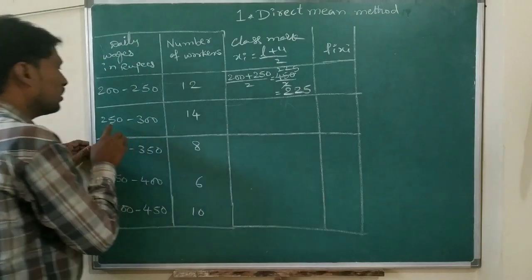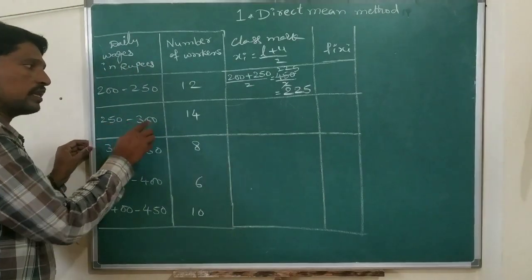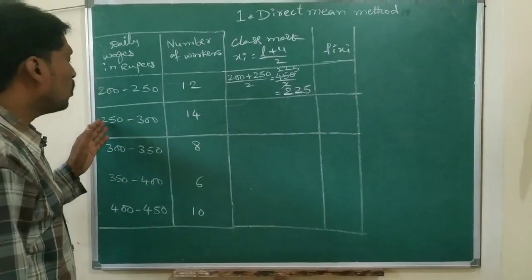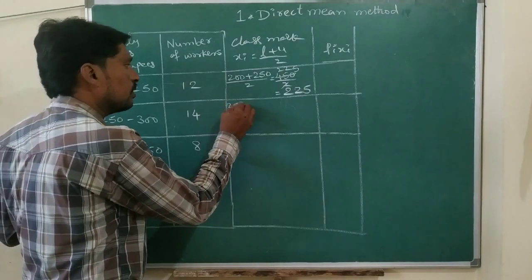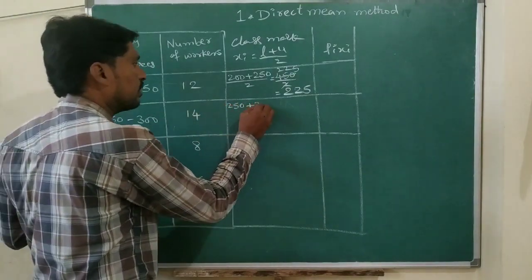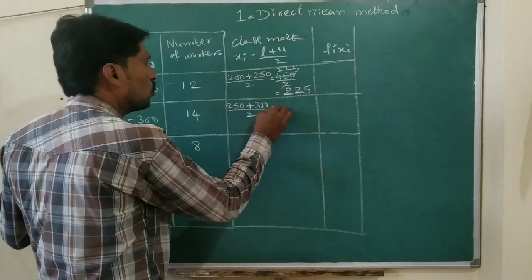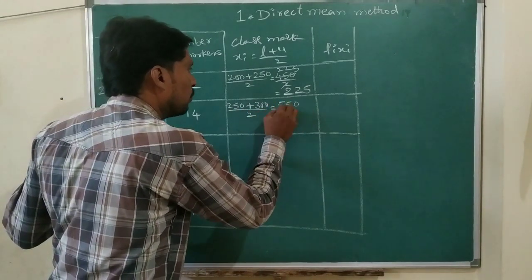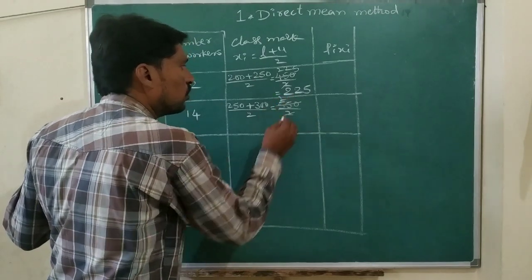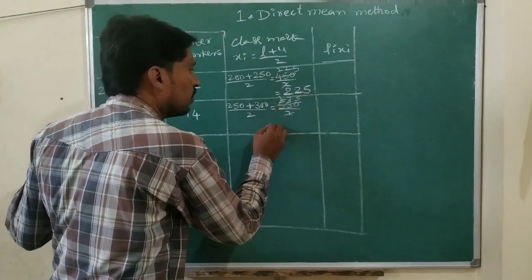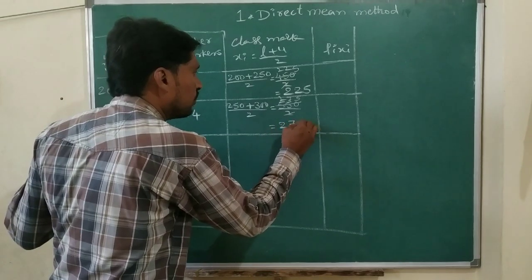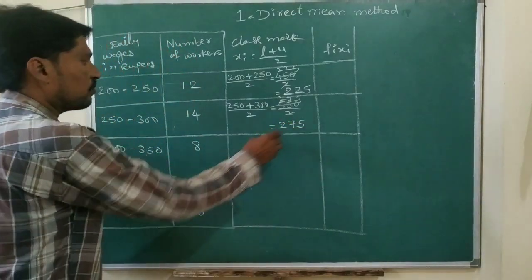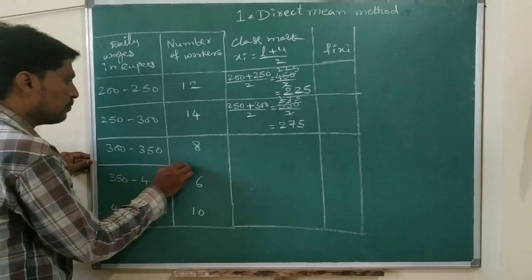Next class interval is 250 to 300. Here lower limit is 250 plus upper limit is 300 by 2. 250 plus 300, that value we are getting as 550 by 2, which means we are getting 275. So the class mark we got here is 275.